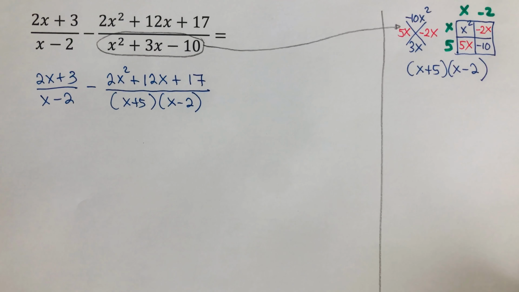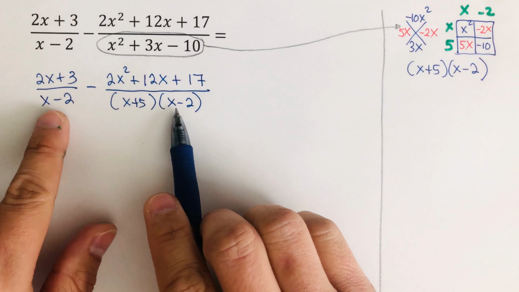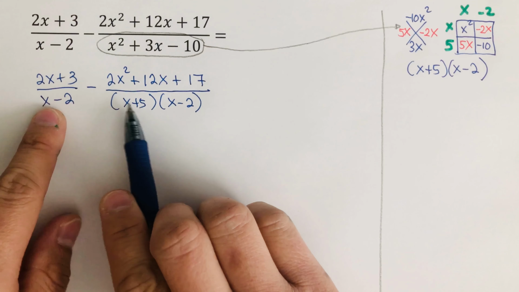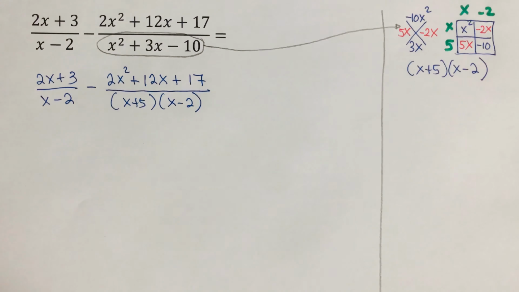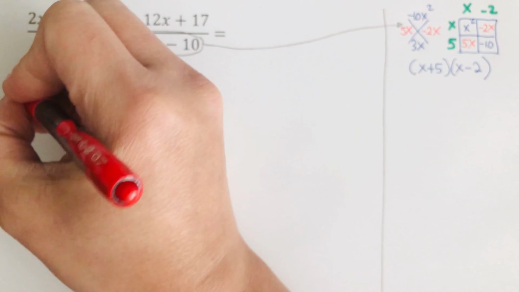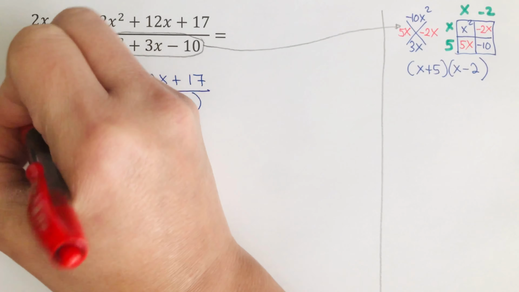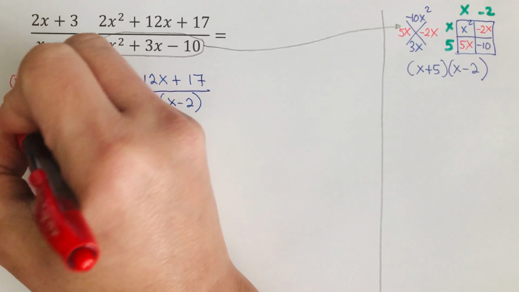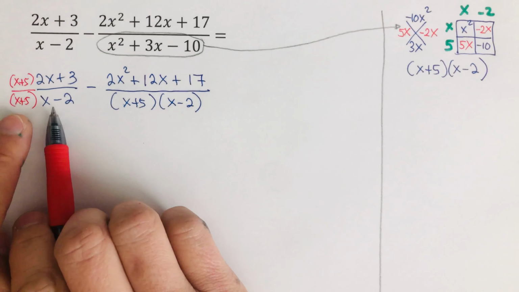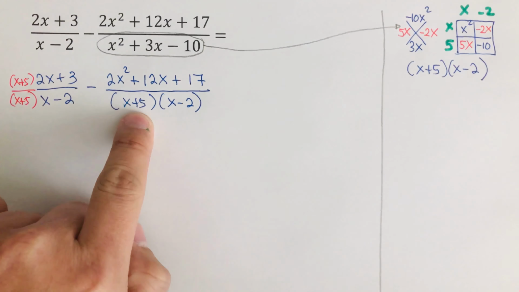So in this problem right here, we can see that both of them have x minus 2. But this first expression is missing x plus 5. So what I would do is multiply both the numerator and the denominator by x plus 5. And then the denominator also gets multiplied by x plus 5. So both of them will be multiplied by x plus 5 so that both numerators are even.